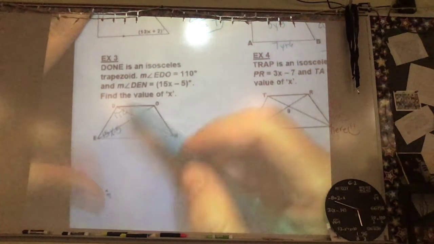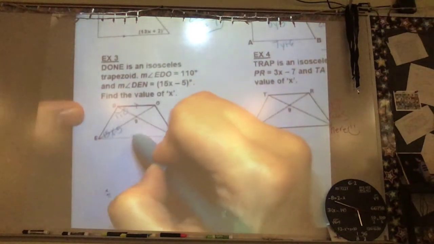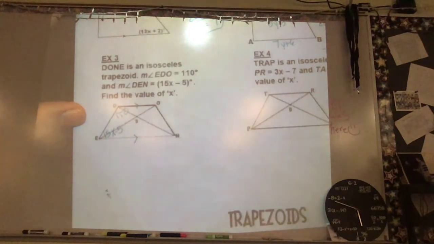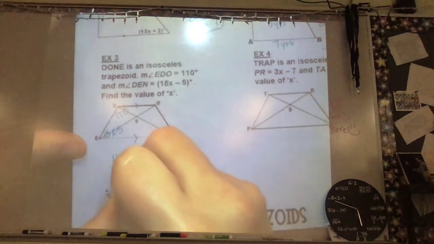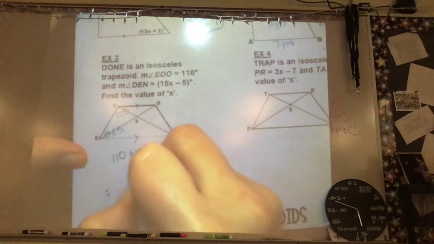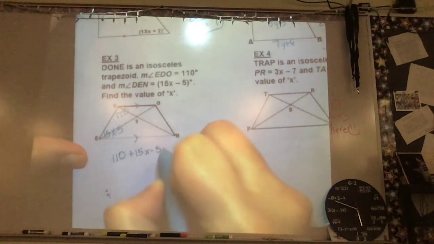Well, these are just supplementary angles. They're same side interior angles. I'm looking at the letters right now. Okay, so I have 110 plus 15x minus 5 equals 180.